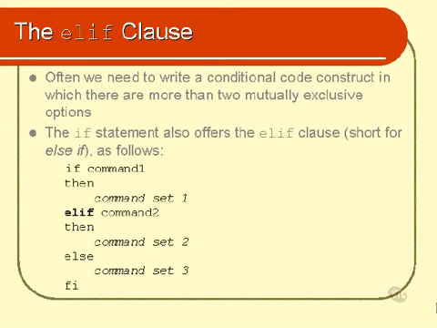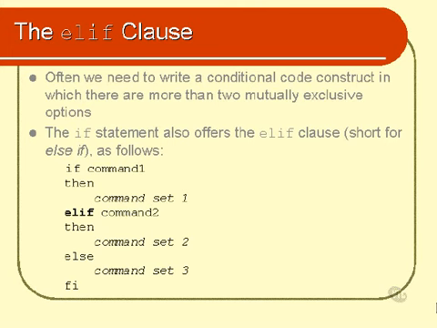It looks like this. We say if command 1, then we do a particular set of commands from command 1. Next, instead of the word else or instead of the word fi, we put elif, which means else if. So in other words, it will only run if the first command produced an error or a false condition, and at that point we'll run command 2, which will itself produce a true or false value. And if that's true, then we run command set 2, otherwise we run command set 3.